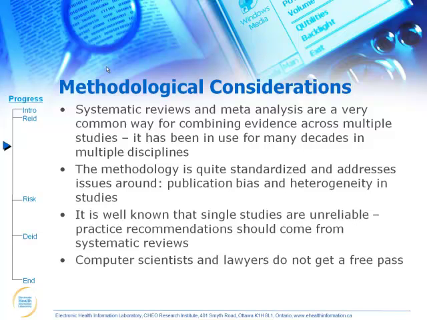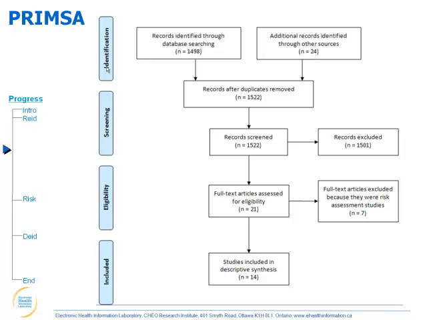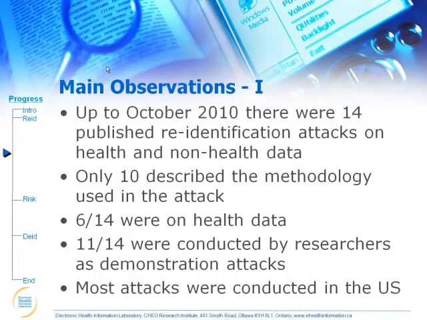So I'll tell you now what we did learn. We started off with about 1,500 articles that were potentially relevant, and we went through all those articles and narrowed it down. At the end, we came up with 14 publicly known re-identification attacks that we analyzed very carefully. Some key findings, up to October 2010: only 10 of the 14 actually described how the re-identification attack was done. The CBC example, for instance, was a statement in a court document, so we don't actually know how the re-identification was done. Only 6 out of the 14 were on health data.